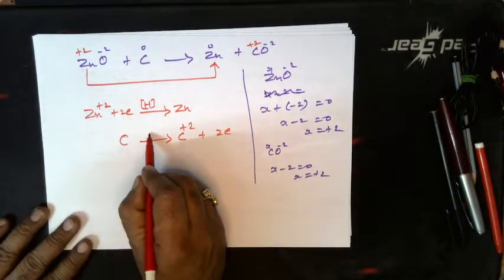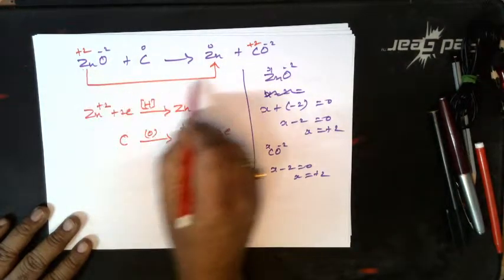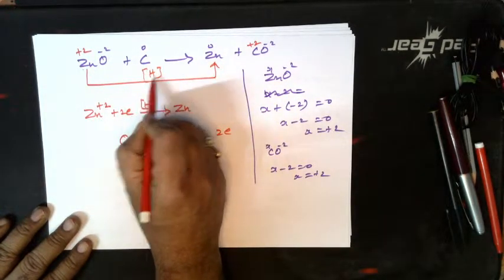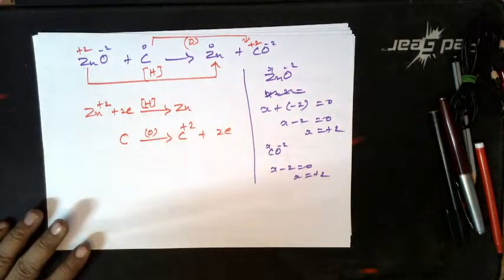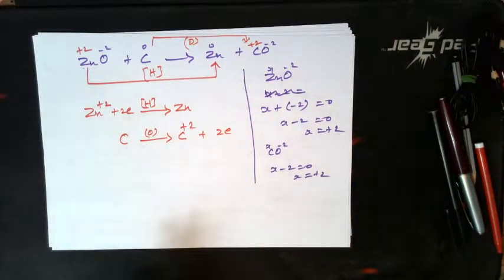label it. This is oxidation. So what about this? This is reduction, and this one is oxidation. Okay, that is why it's a redox reaction. Got it? Shall we try another reaction?